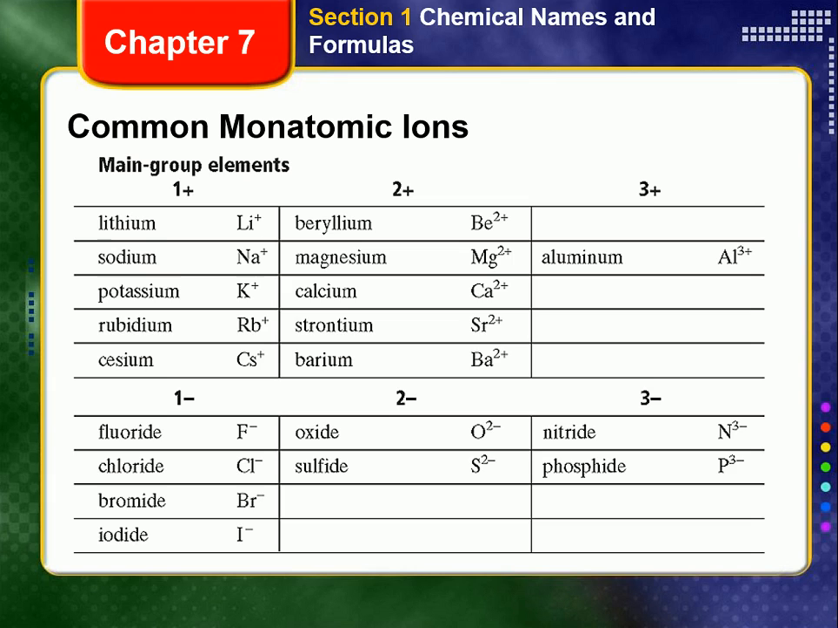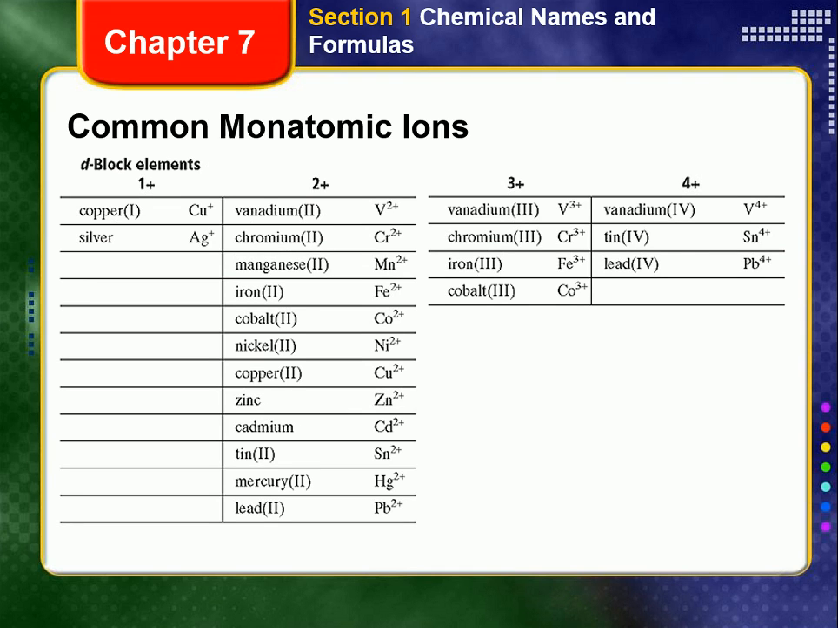The names and symbols of the common monatomic cations and anions are organized according to their charges in Table 7-1 on page 205 of your text or on the screen now. The names of many of the ions in that table include Roman numerals, as is shown on the screen now. Those numerals are part of the Stock system of naming chemical ions and elements. You will read more about the Stock system and other systems of naming chemicals later in this chapter.